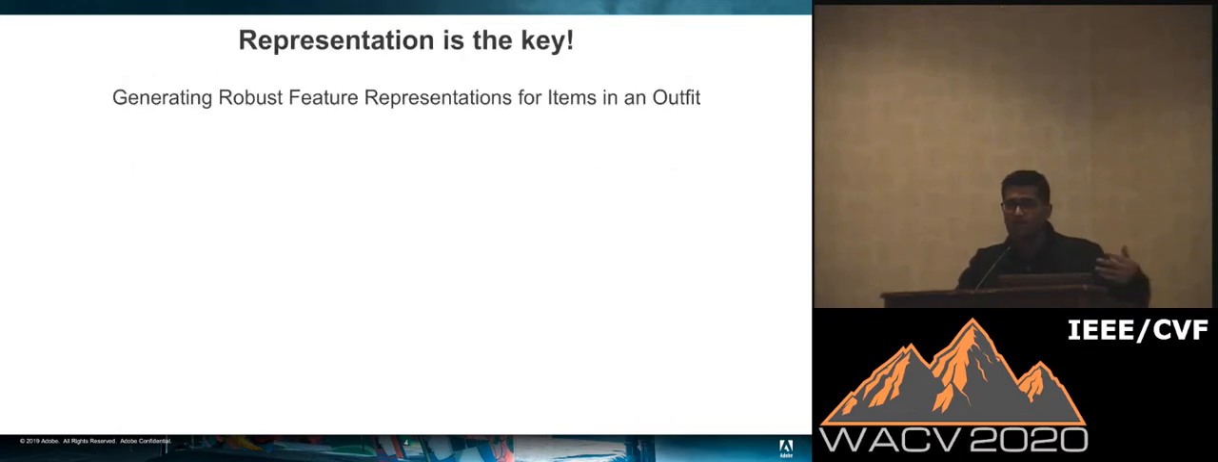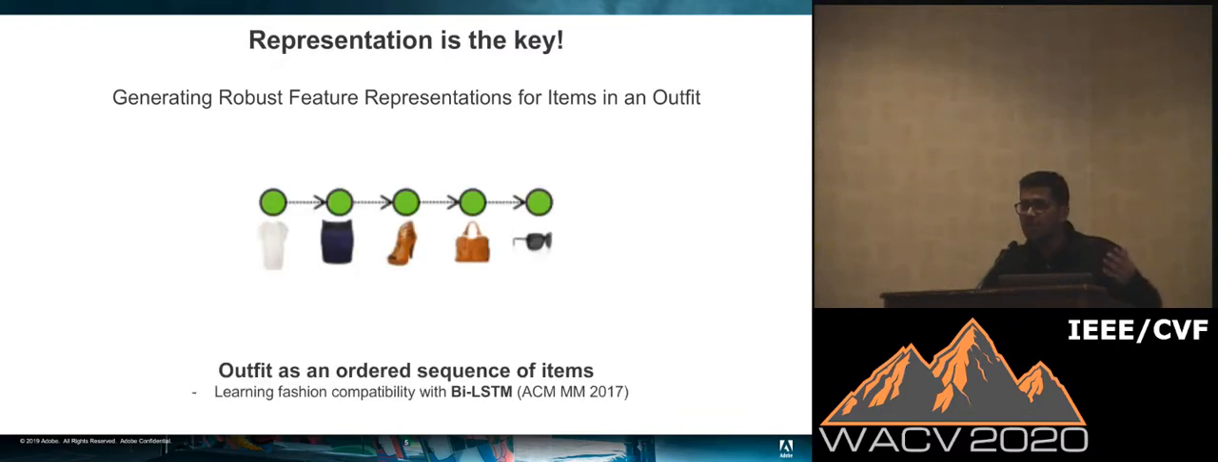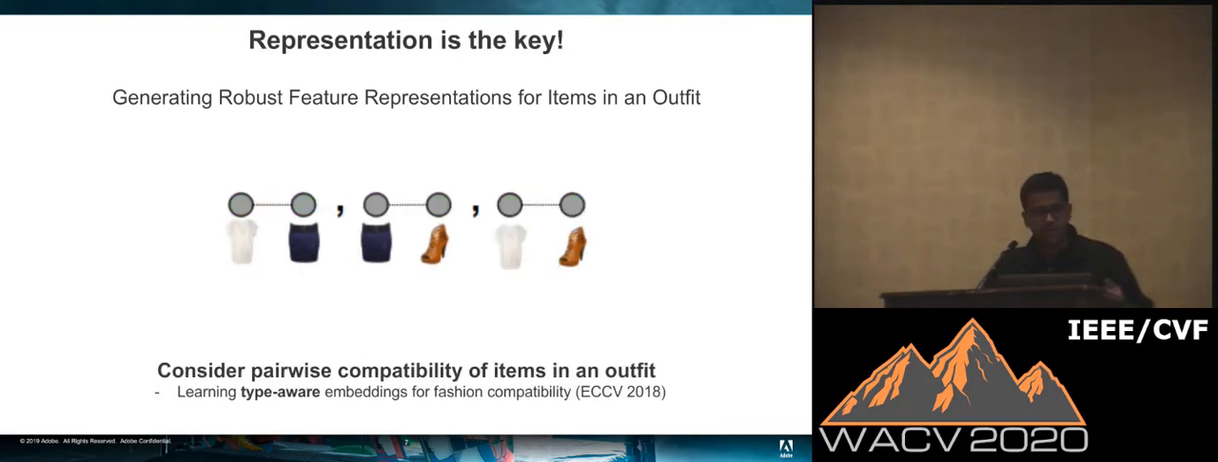The problem is well researched owing to its immense commercial value, and recent methods differ with respect to how they visualize an outfit and what modality of item relationship they prioritize. One of the earlier methods modeled an outfit as an ordered sequence and used bidirectional LSTMs to learn context-specific item representations. Another work models an outfit as a set of pairwise items and uses type-specific item representations.